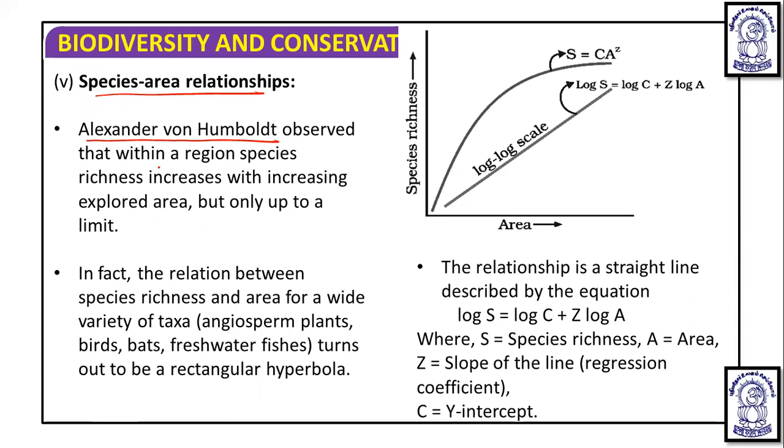within a region, species richness increases with an increase in explored area, but only up to a limit. If we take one region and increase the explored area, the species richness, or the number of species, will increase, but only up to a limit. Why? Because the other factors are going to be limited. Now, this Alexander von Humboldt was a German naturalist and geographer. Remember, German naturalist and geographer.